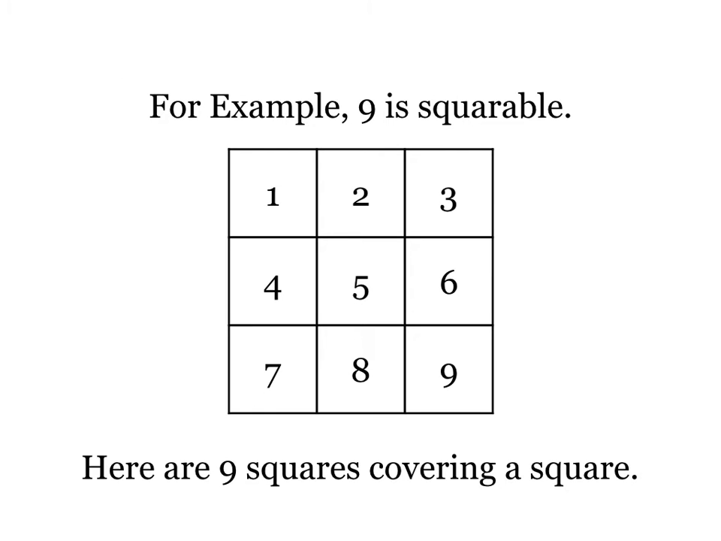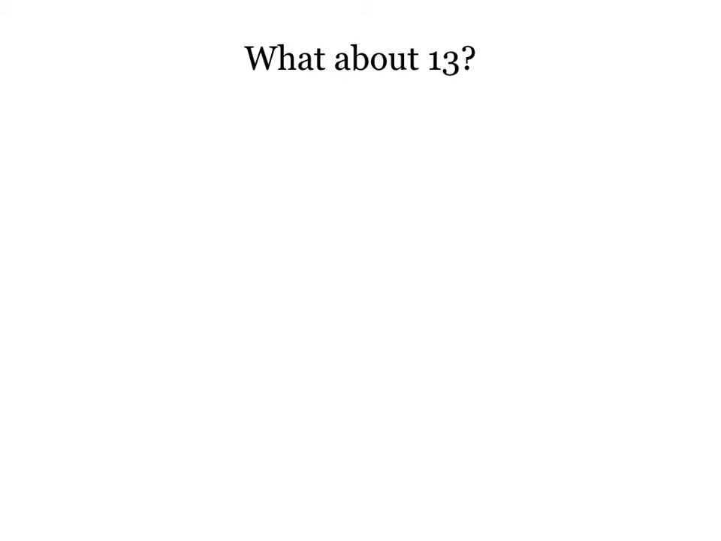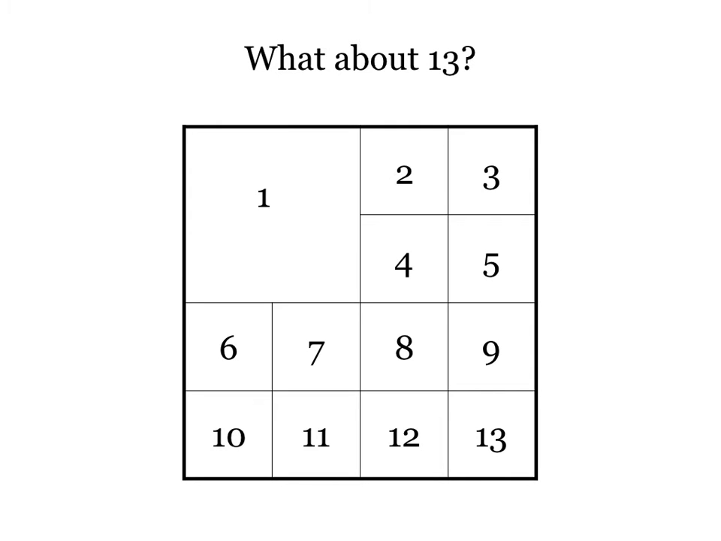For example, 9 is squarable because it's very easy to take 9 squares, in this case all the same size, and use them to build a square or cover a square. What about a trickier number like 13? Is that a squarable number? Could we take 13 squares and create a perfect square from them? Well, it turns out the answer is yes. The trick is the squares are allowed to be different sizes, so here's a way to take 13 squares in 2 sizes, as the case is, and create a square.